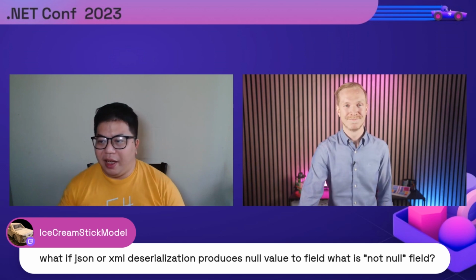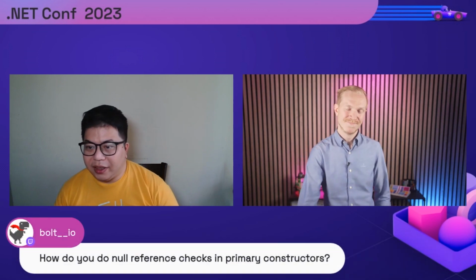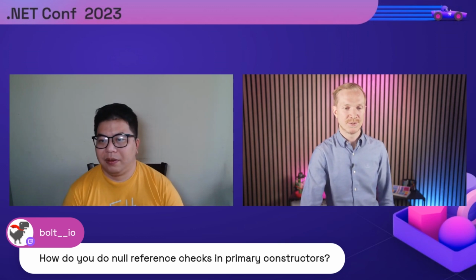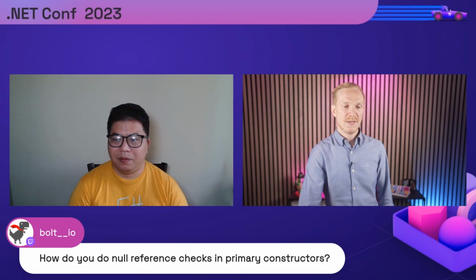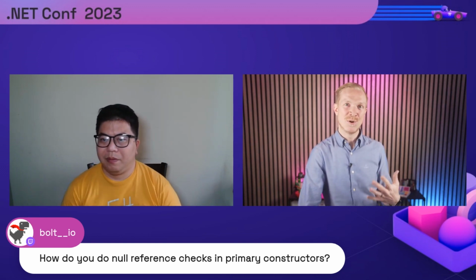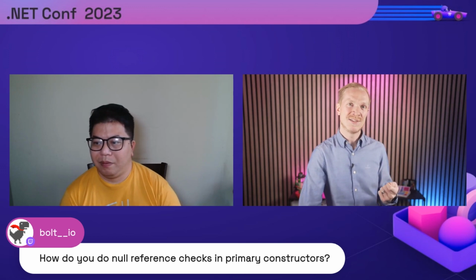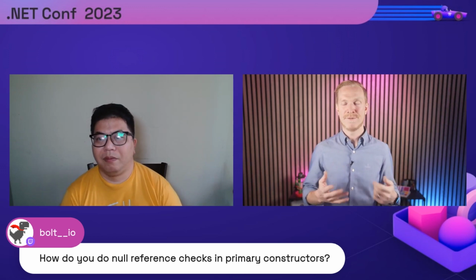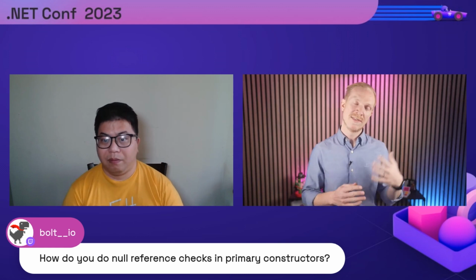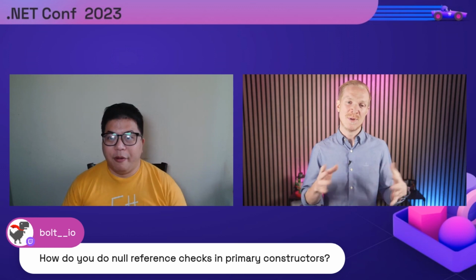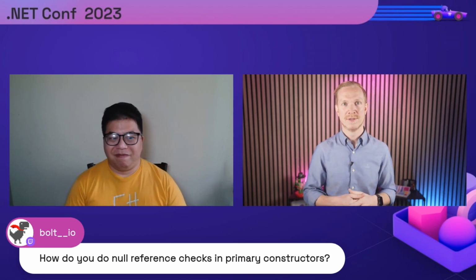Okay. The last question is here. How do you do null reference checks in primary constructors? Well, you simply say that they're not null, and the idea is that you don't have to. So when you pass an instance into that class, the idea is that if the compiler can figure out that you're passing null, you'll get the warning somewhere else. Okay. So you don't do the actual null check in the primary constructor.